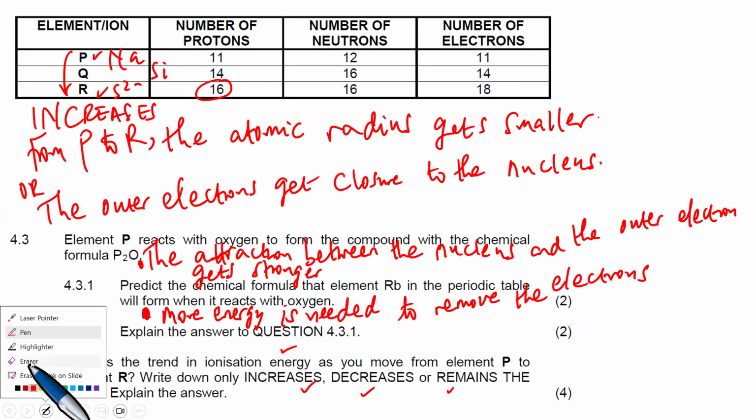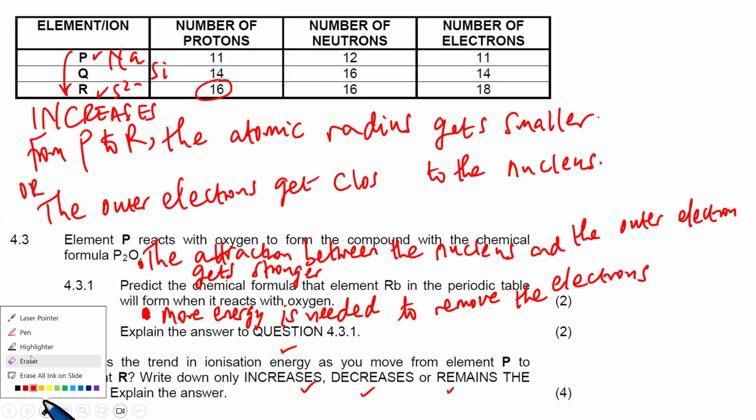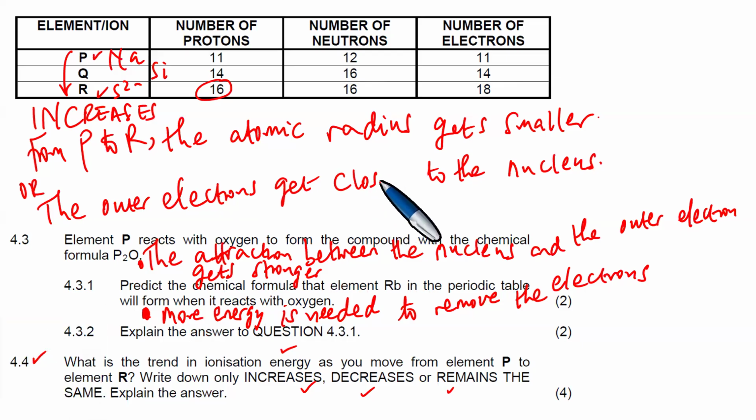Okay, I need to write quite clearly here. So the outer electrons get closer to the nucleus. The attraction between the nucleus and the outer electron gets stronger. More energy is needed to remove the electrons. Right, so that is what we are able to see.